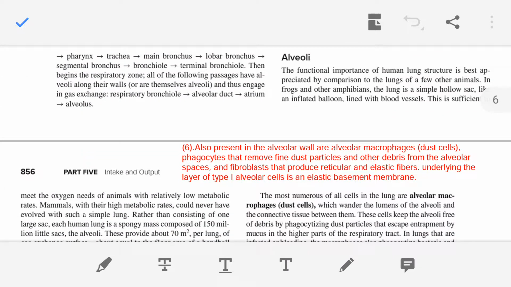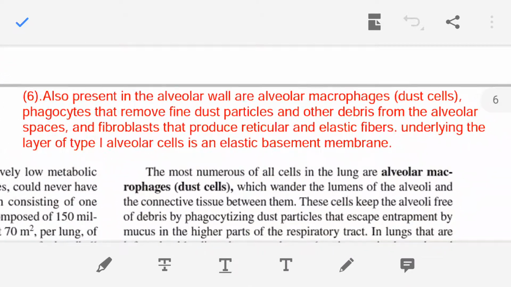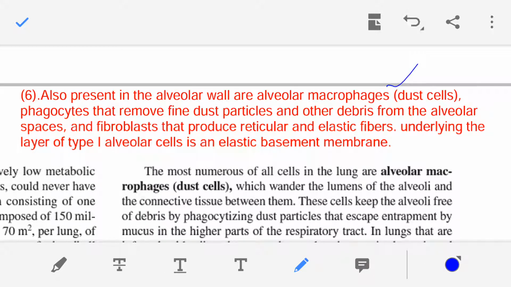So we are discussing the sixth point. We have just seen the alveolar macrophage cell, known as the dust cell, and this macrophage acts as a phagocyte, removing fine dust particles. The function of this macrophage, the dust cell, is to remove dust particles and some unwanted cellular debris from the alveolar space. They act as phagocytes, removing fine dust particles and other debris from the alveolar spaces.